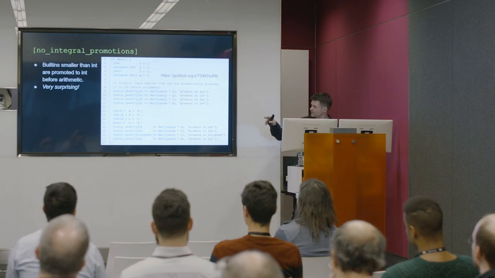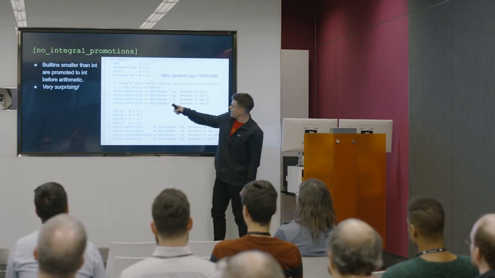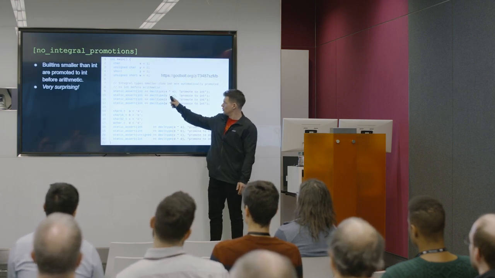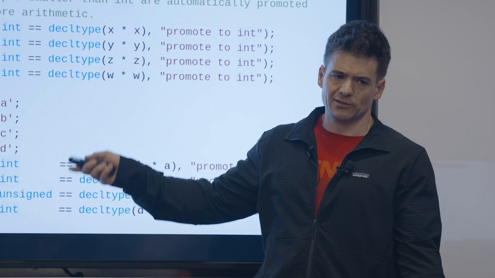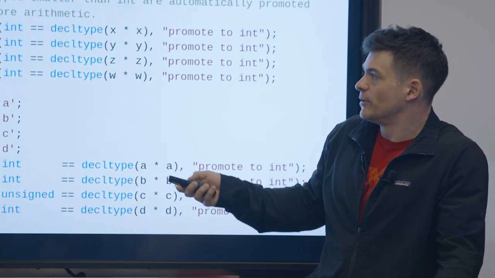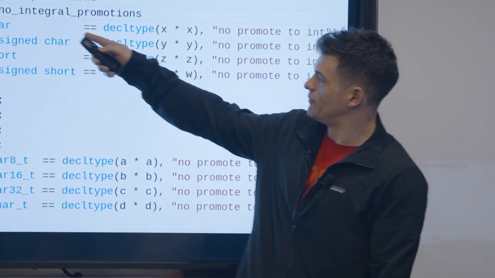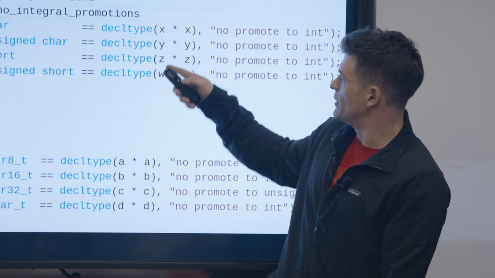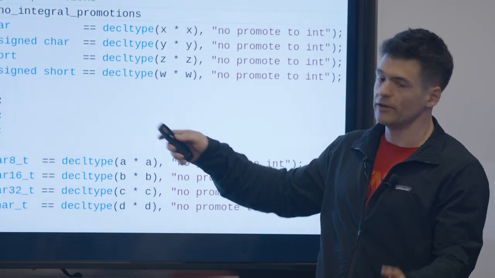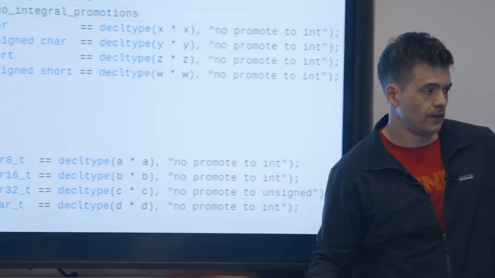So let's take two of these specifically to look. This is showing integral promotion. So if I have a character x and I multiply it, the result is an integer, which is really surprising. It's just bad because it's surprising. So I can have a feature, no integral promotions. And now the decltype of the result is the decltype of the operands. So I've just turned those off, and it doesn't break anything.